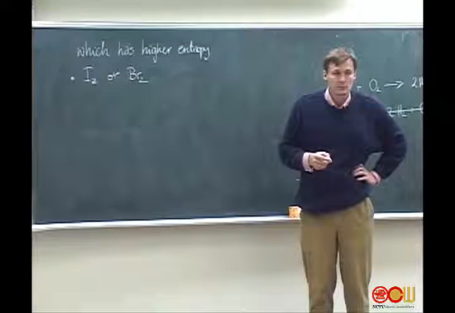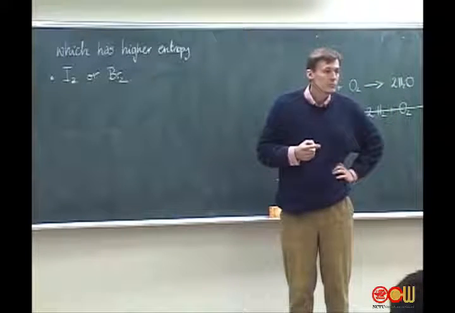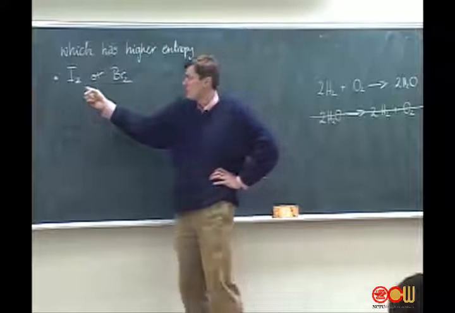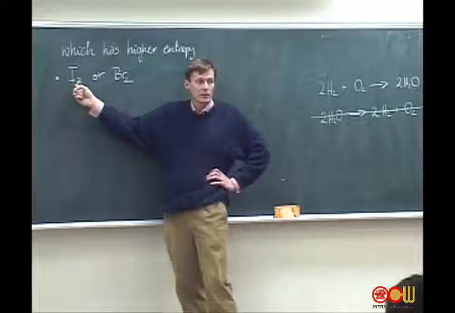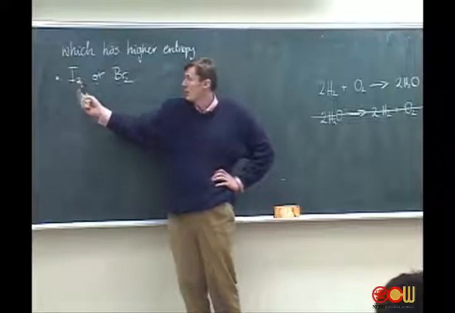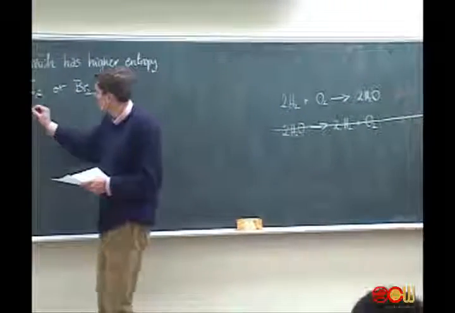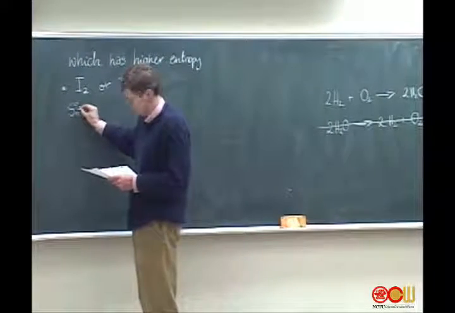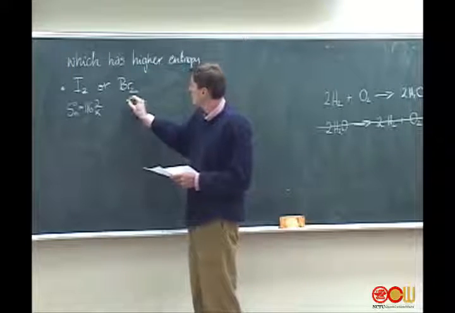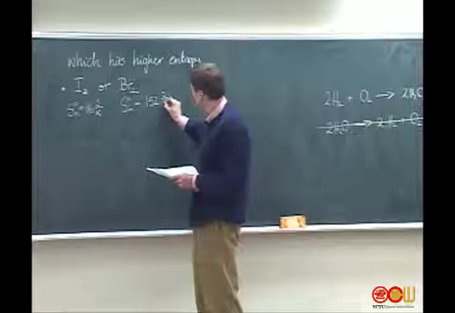I2, hands up. Br2, hands up. 1, 2, 3, 4, 5. Okay, this is true, this is more disordered, and the reason for this is that I2, iodine, is a solid, but Br2 is a liquid. And liquids are usually more disordered than solids. And if you look in the tables, you find that the standard molar entropy for iodine is 116 joule per Kelvin, and the standard molar entropy for bromine is 152 joule per Kelvin.